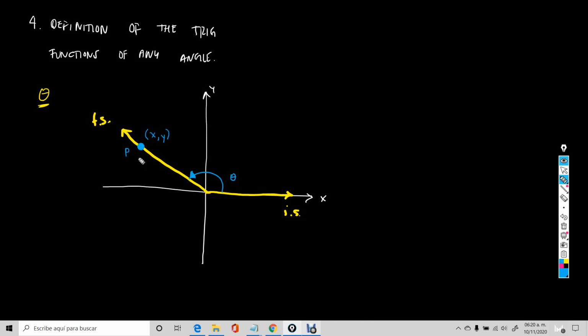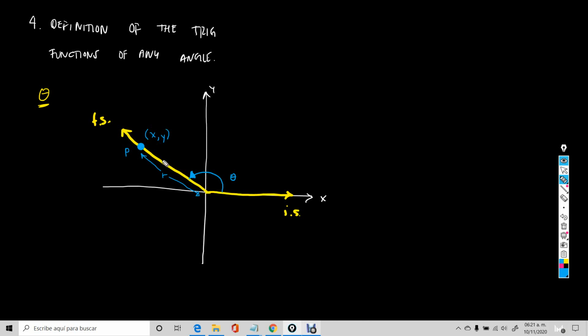This point P also has another feature, which is its distance from the origin. This is the origin, this is the point, and this is the distance from the origin to the point, or from the point to the origin, it doesn't matter. And most people call this distance r. So I'm going to place it here. This is r, the distance from the origin to the point.